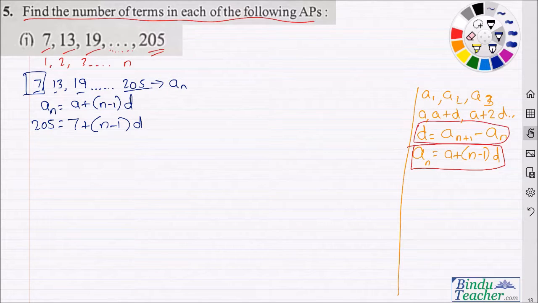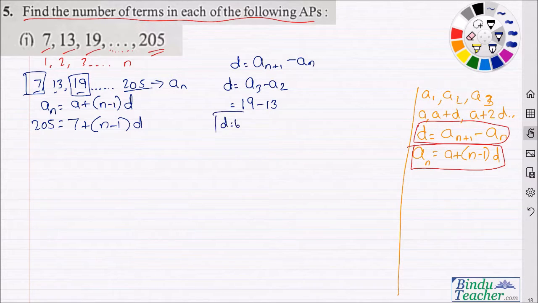Okay, now let's calculate d separately. We'll write d equals a of n plus 1 minus a of n. For example, d equals a3 minus a2. So here the value of a3 is 19 minus the value of a2 is 13. So that gives a value of 6.